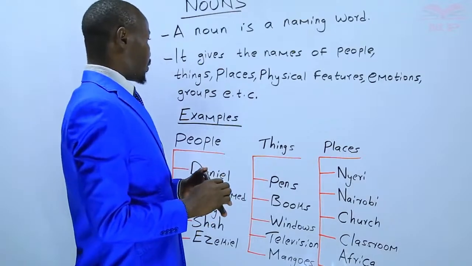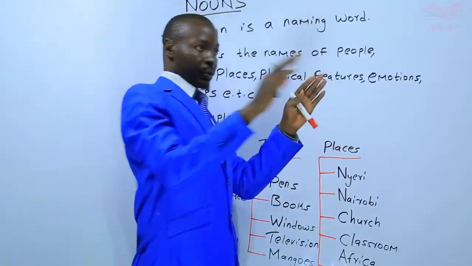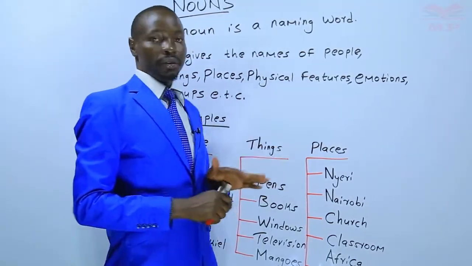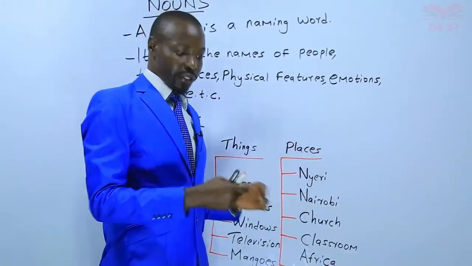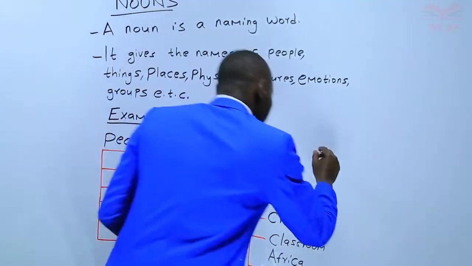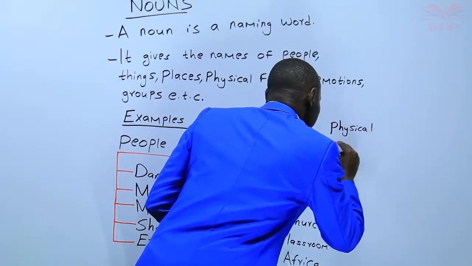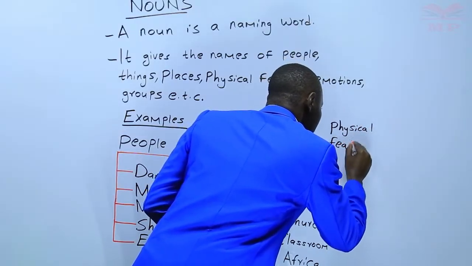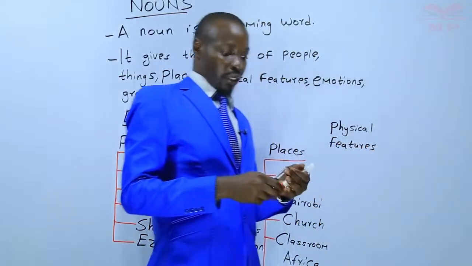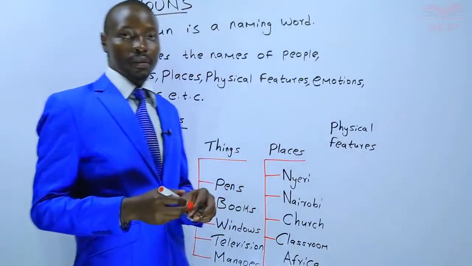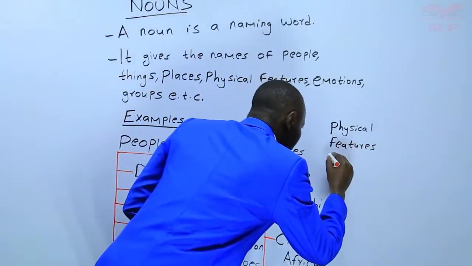Now, the next category, we have the physical features. Physical features are the things that you see around. Maybe if you are going on a journey, you've ever seen mountains or hills or rivers somewhere. So these are the physical features. So we'll write the examples here, talking about the physical features. Under the physical features, you have mentioned mountains, hills, valleys, roads, rivers. So let us list them here.